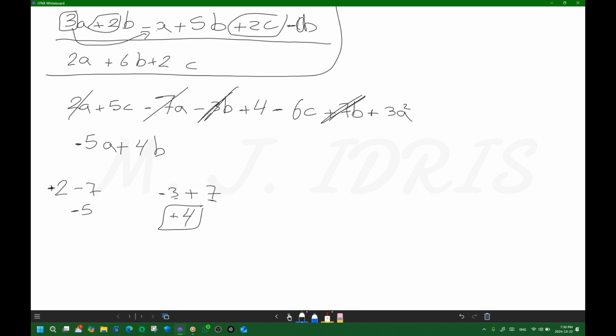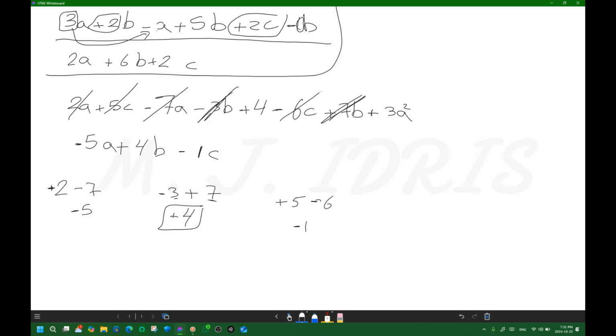I'll start with the C's. This one here, C, I have positive 5. I have negative 6. And that's it. I'll scratch them out so I know what's remaining. Positive 5 and negative 6 will give me negative 1 because I'm going to subtract them. They're not the same sign. It will give me 1. Number 6 is greater than 5, so I'm taking the negative sign here. So the answer is negative 1C.